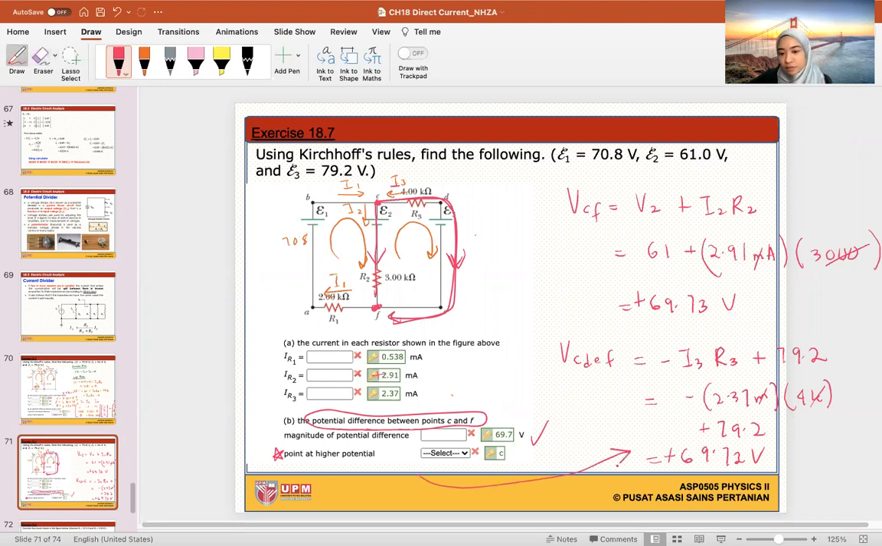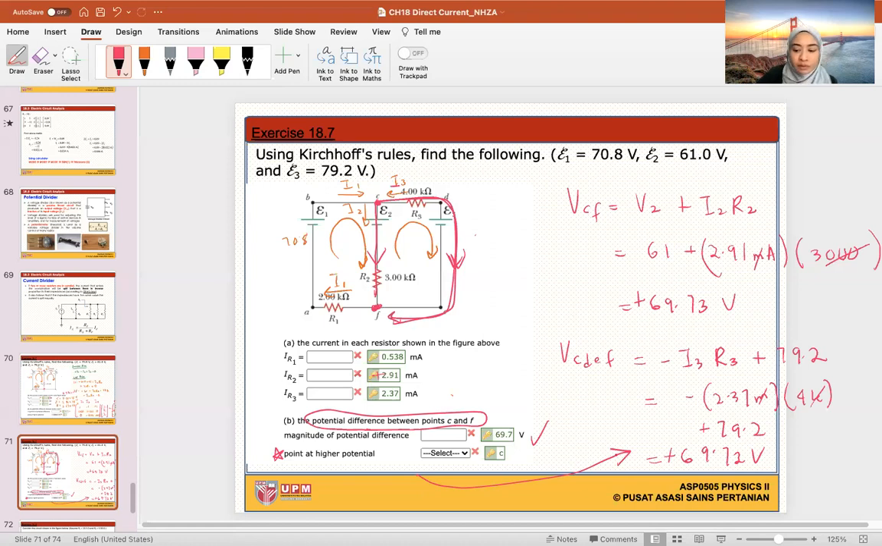Sorry, I'm not speaking very well today. So positive answer. So the point that you start with is the positive, is the higher potential. If your answer is negative, the point that you start with is your lower potential.